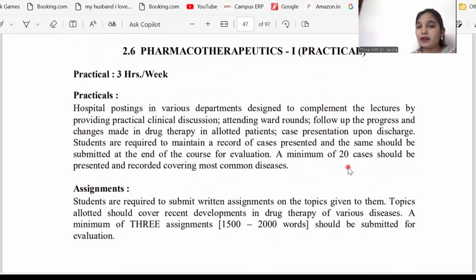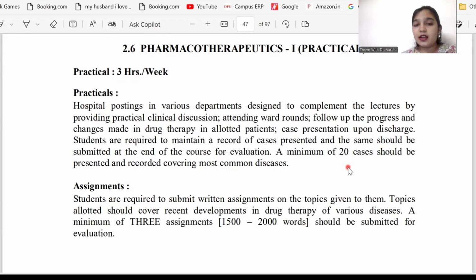Pharmacotherapeutics one will have a practical, that is, you will have a hospital posting in a particular department, whatever your college allots you. Then you will have to collect a minimum of 20 cases from all those allotted departments, and at the end you will have to present, or they will let you know when you have to present, every week or every month. Whatever cases you have taken, you will have to do a presentation on that.